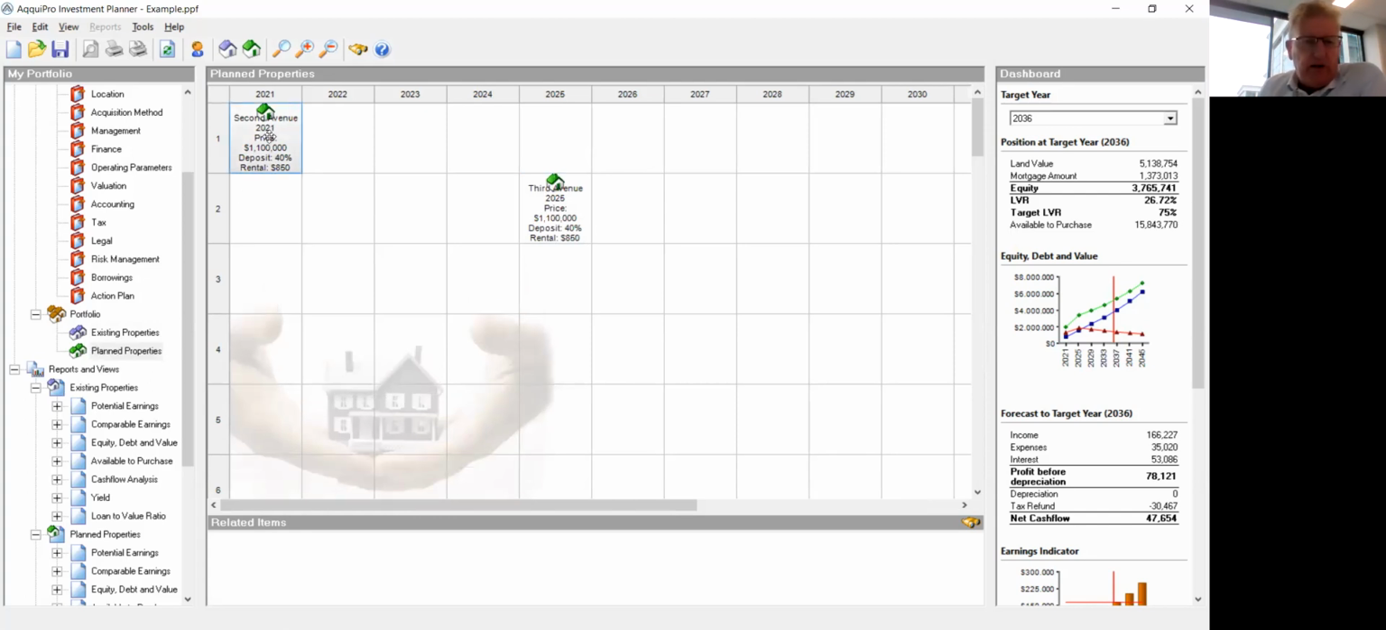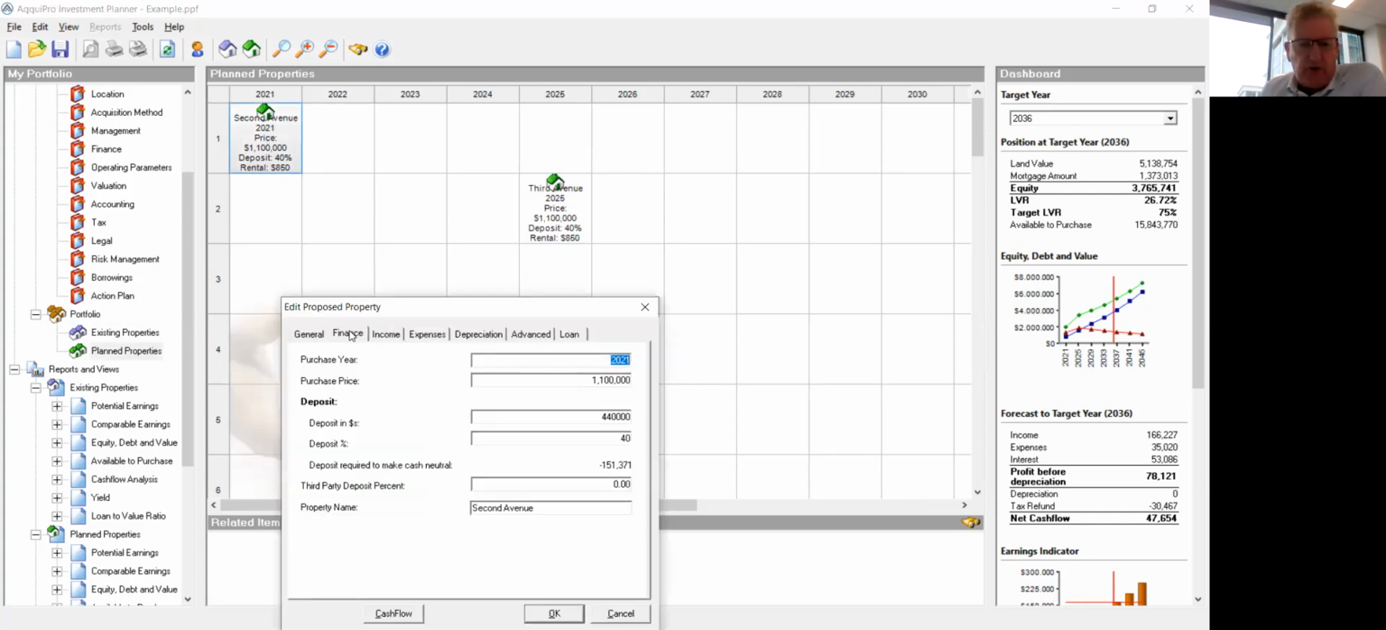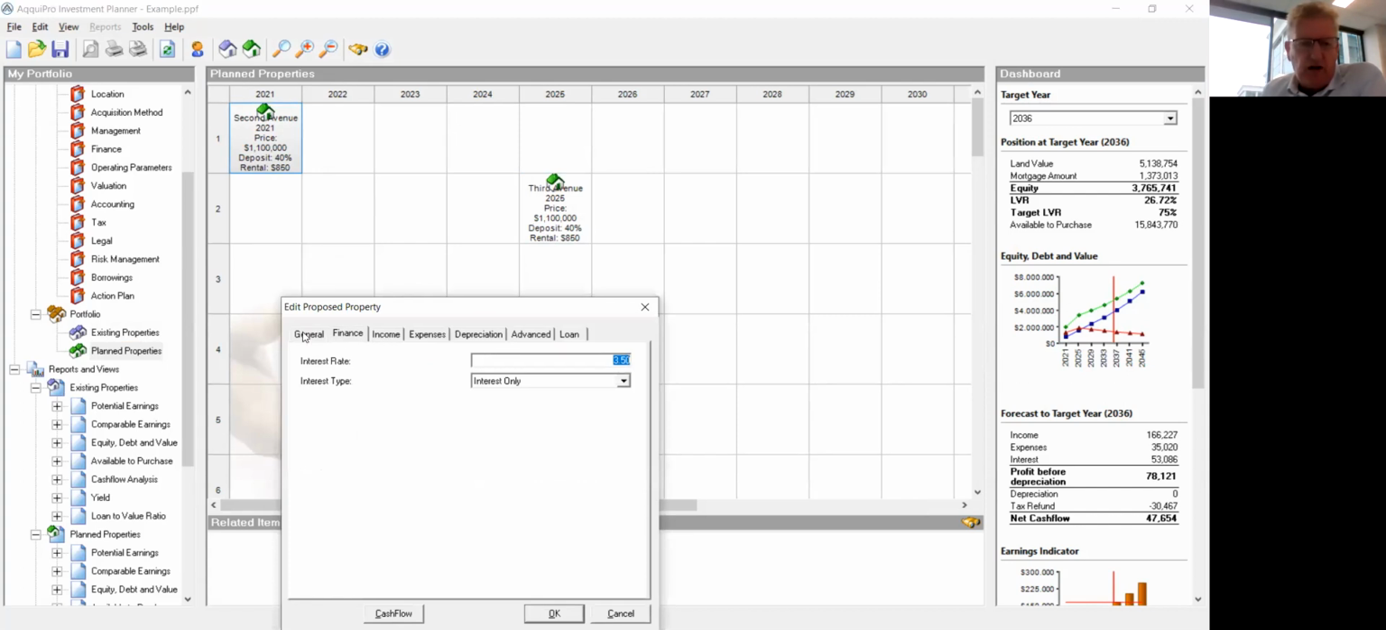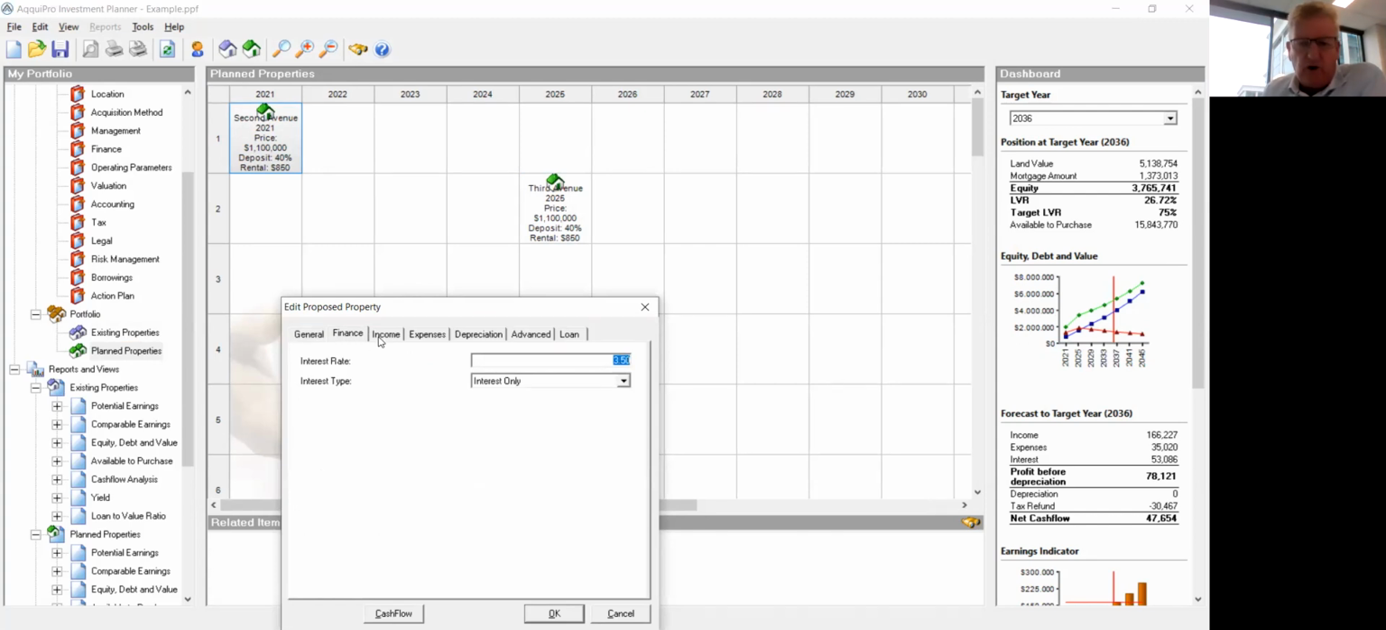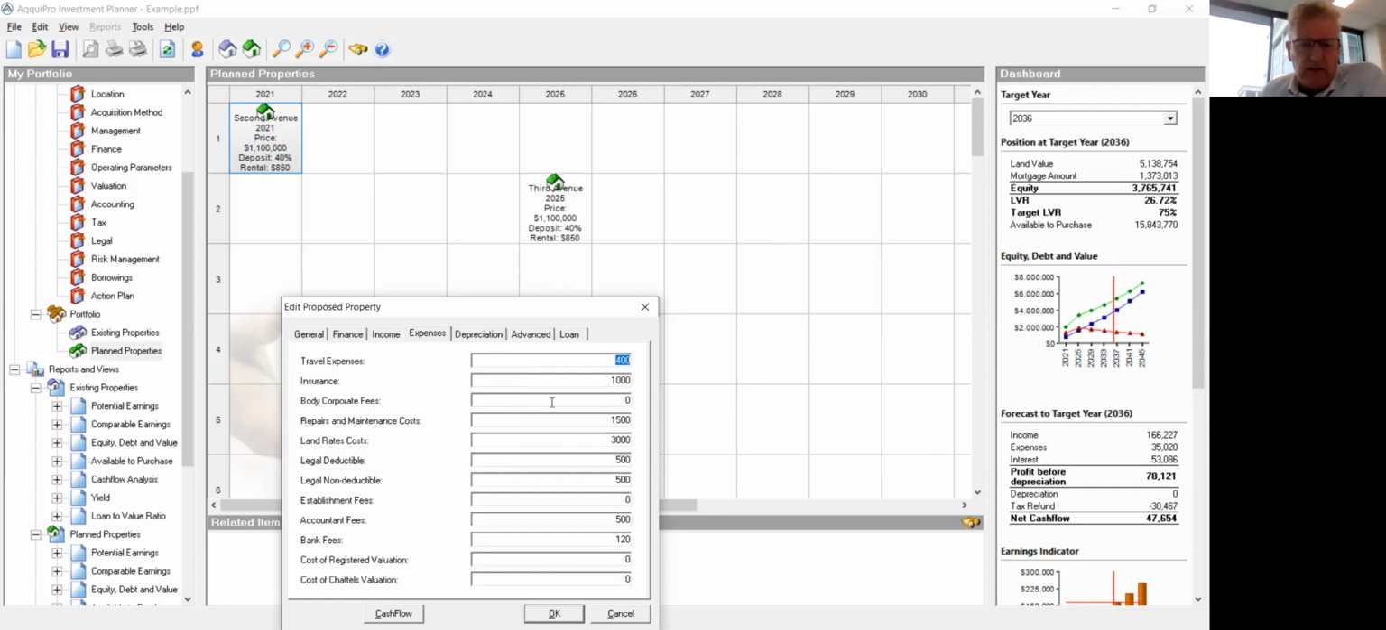Again, each of these properties, same information as previously, what the property's worth, how much we're paying as a deposit, what the finance is going to cost, what's the income and rent, the agent's fees, which is, we've got a property management business as well, so that's important, we include that, and then other expenses, and so forth.